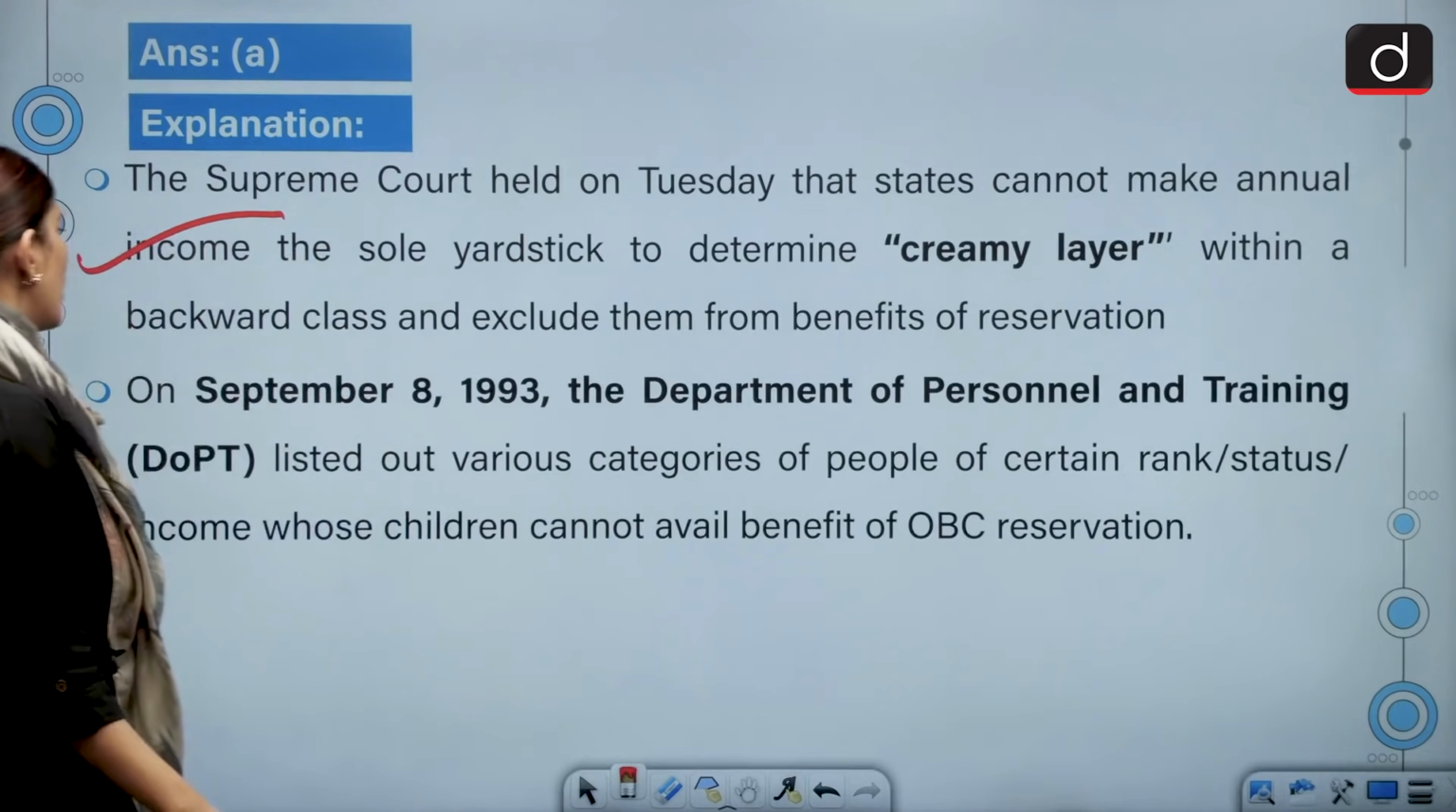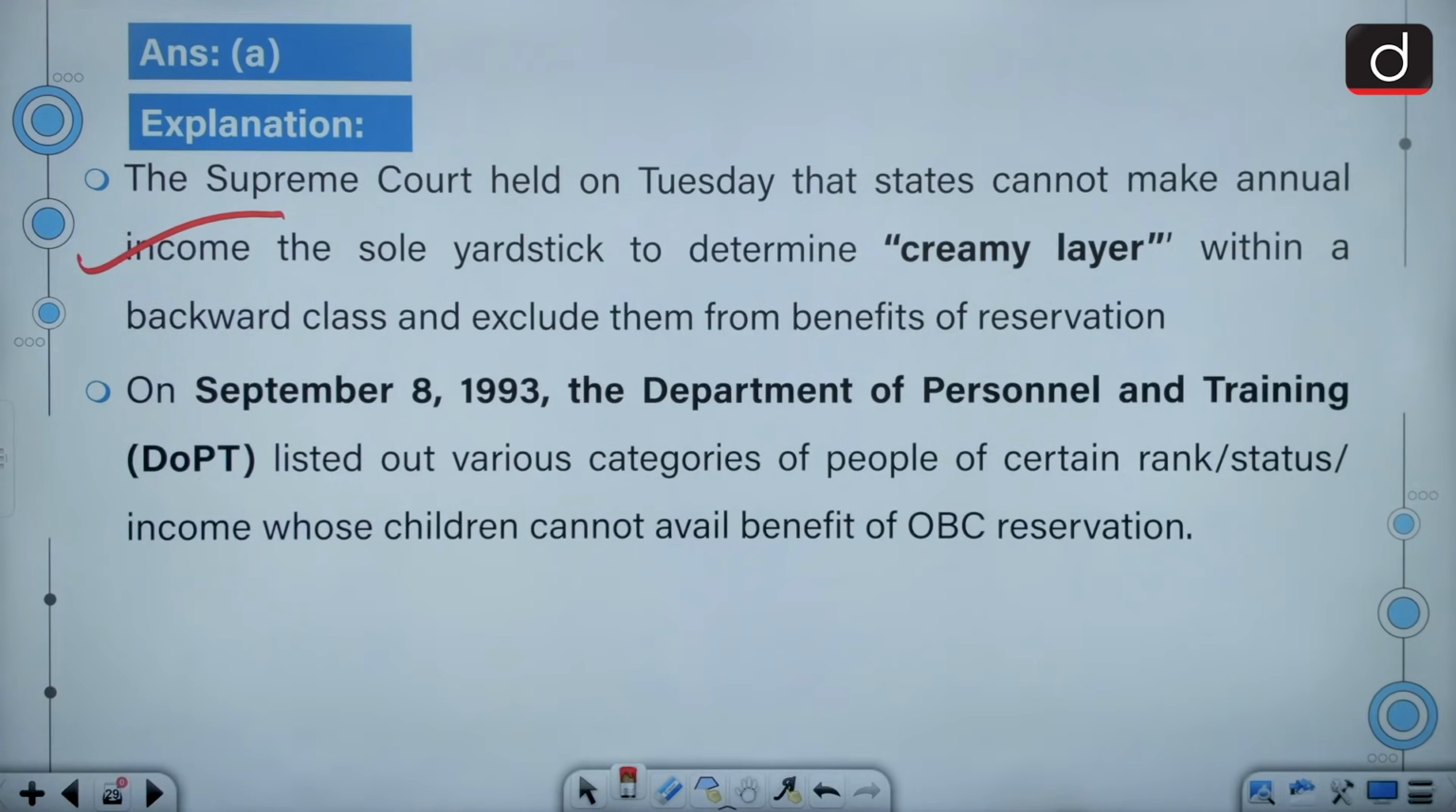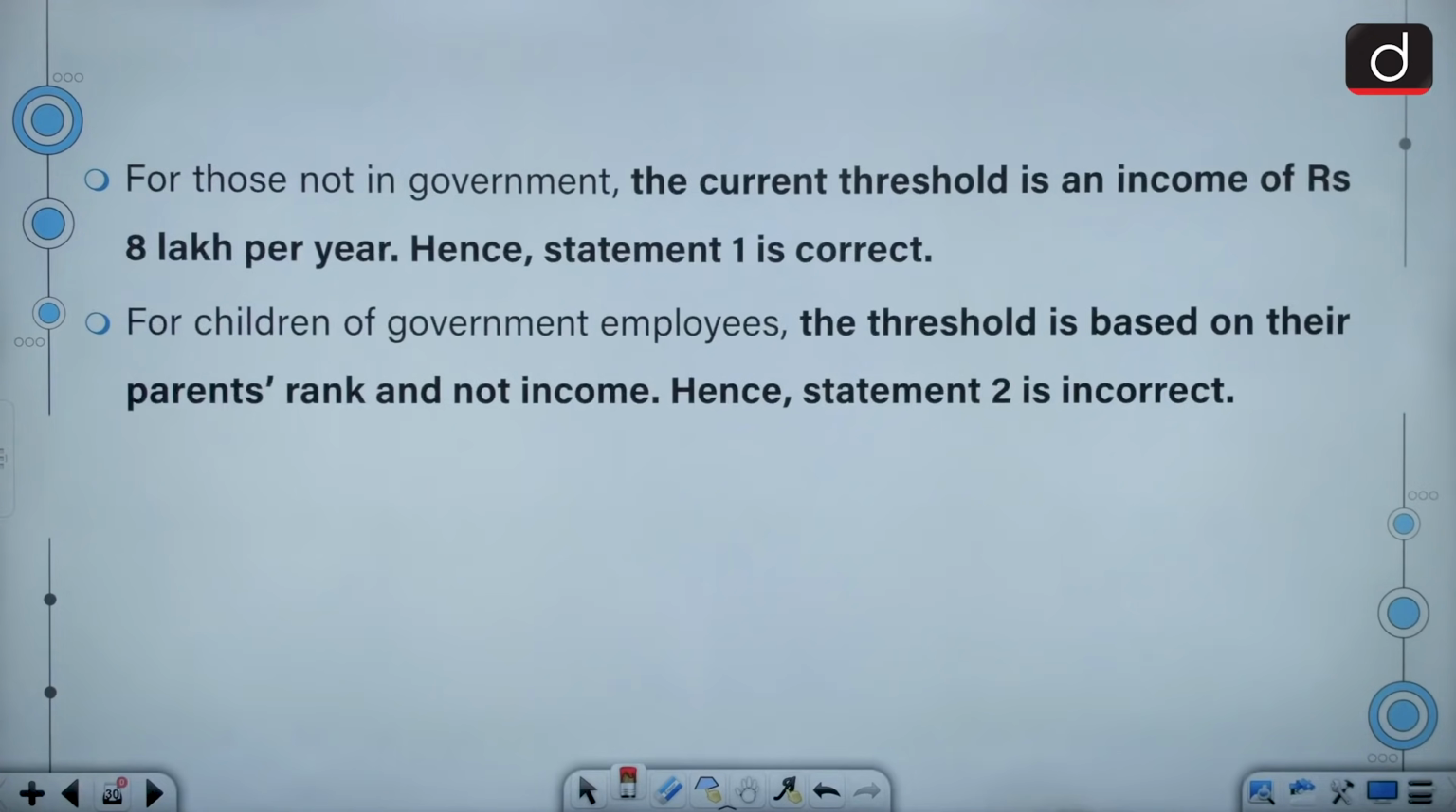Also, moving on, September 8th, 1993, the Department of Personnel and Training listed out various categorization of people of certain rank, status and income whose children cannot avail the benefits of OBC reservation. That was decided in the Indra Sawhney case. We have discussed this first statement and also the second.